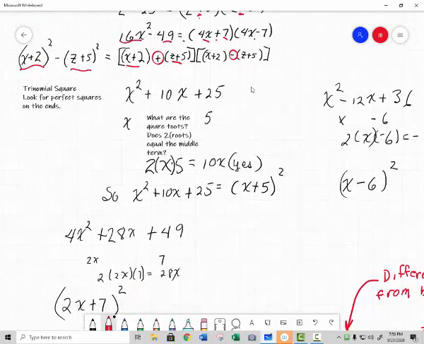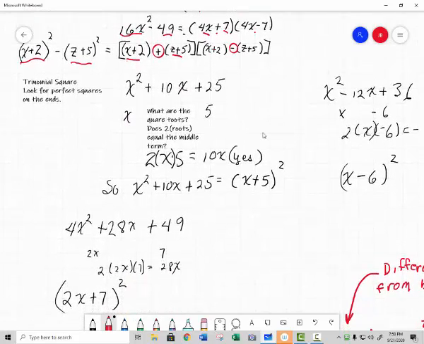You have to pay attention to some things. This is a trinomial square. And what I want you to do is look for perfect squares on the ends. In this case, x squared is a perfect square, 25 is a perfect square. The square roots are x and 5.